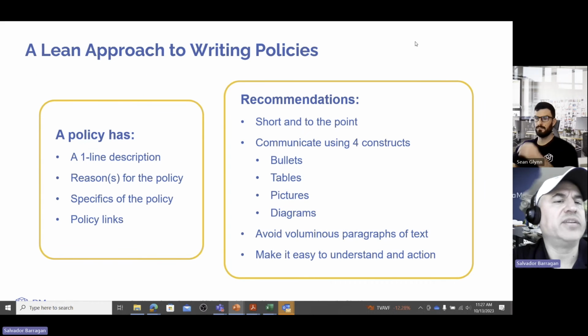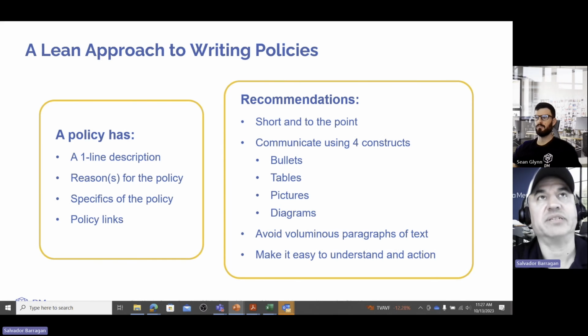So, a lean way of writing a policy. I know that policy writing is probably not the most popular thing to do. It obviously can take some time, and sometimes it's difficult to know if you've addressed everything. So in this example, this template, we're really giving some pointers on what a policy has, and some of the recommendations. So definitely want a one-line description of what the policy is addressing.